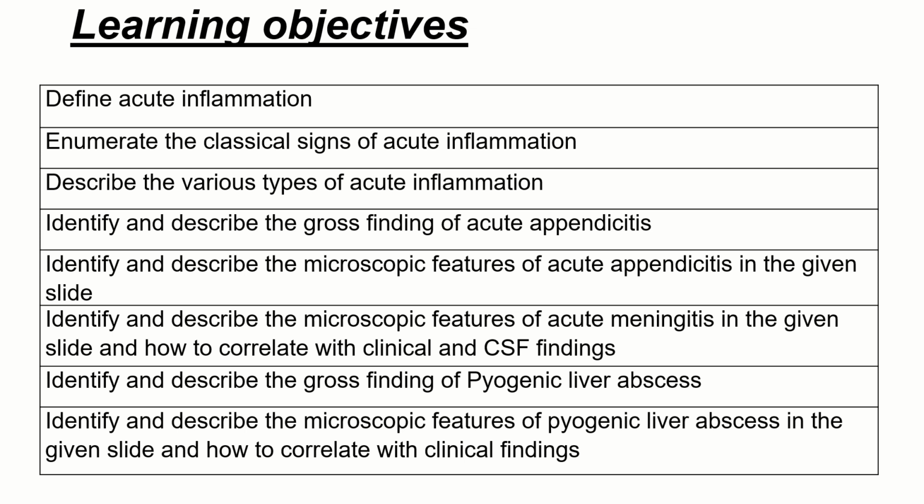You should be able to identify and describe the gross findings of acute appendicitis. You should be able to identify and describe the microscopic features of acute appendicitis. You should be able to describe the microscopic features of acute meningitis and how to correlate with clinical and CSF findings. Then you should be able to identify and describe the gross finding of pyogenic liver abscess, and finally you should be able to describe the microscopic features of pyogenic liver abscess and how to correlate with clinical finding.